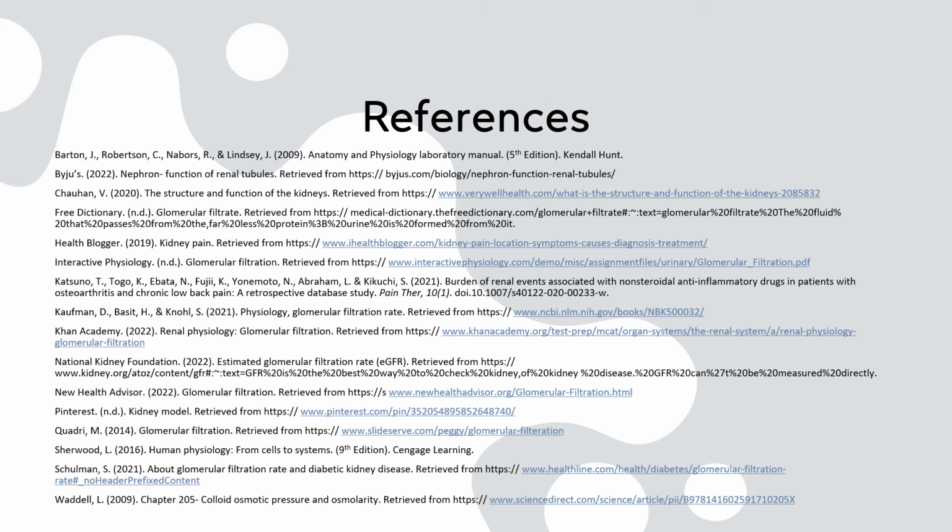In another article I read by Kaufman, Baste, and Knoll, it determined that NSAIDs decreased GFR by constricting the afferent arterioles of the glomerulus, thus affecting functions of the kidneys. So, sorry, excuse me. So, drugs will have an impact on how your kidneys function and your GFR. It will have an effect on that.